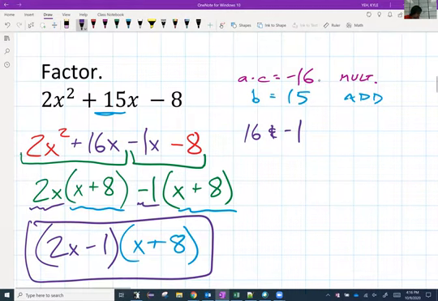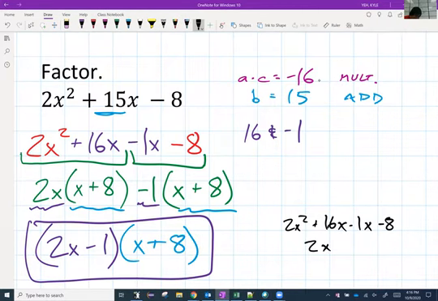But if I check this, I can just FOIL it. So 2x times x is 2x squared, and then plus 16x's, and then minus 1x, and then minus 8. So 2x squared plus 15x's minus 8, and that's what we had at the beginning. So we know our answer is correct. Now, again, this is not a one-step problem. I should definitely see a lot of work shown for these problems.